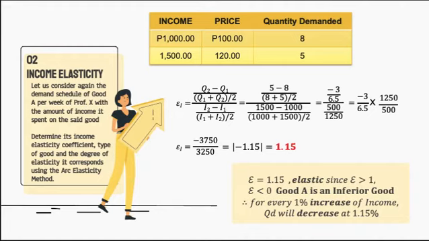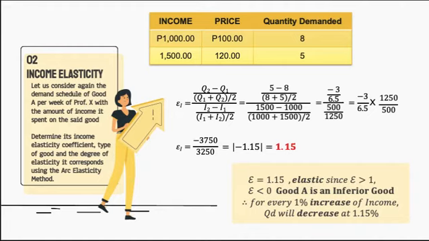Let us consider again the demand schedule of good A per week of Professor X with the amount of income it spent on the said good. Determine its income elasticity coefficient, type of good, and the degree of elasticity it corresponds to using the arc elasticity method. As of this given data, the result is negative 1.15. Then we can say good A is an inferior good.